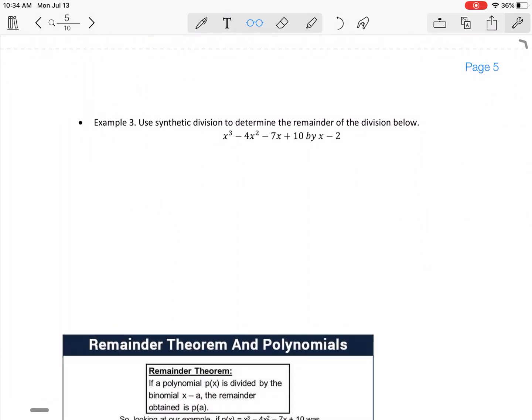Okay, so let's do another example here. When you get this method, you should be able to do it a little bit faster. I can just drop these down right away if I want. Here's a variation. So this has a coefficient of 1. This is negative 4, negative 7, and 10. Okay, and so same as before, we're dividing by x minus 2.